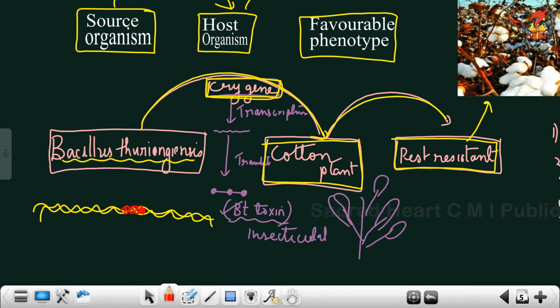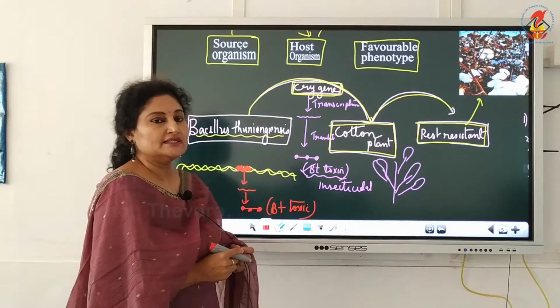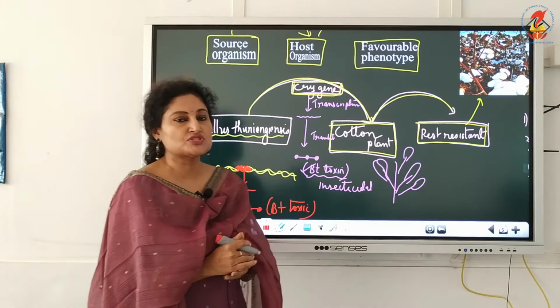The cry gene got expressed, that is, after transcription and translation, it produces the BT toxin, which is very toxic or insecticidal. So if the leaves were eaten or the roots were bored by the insects, they were killed because it was very toxic.